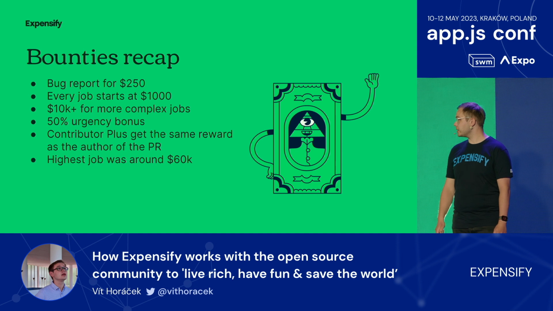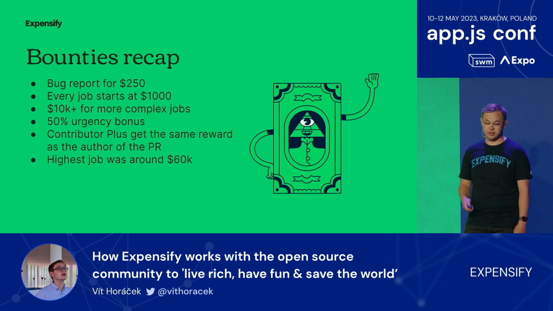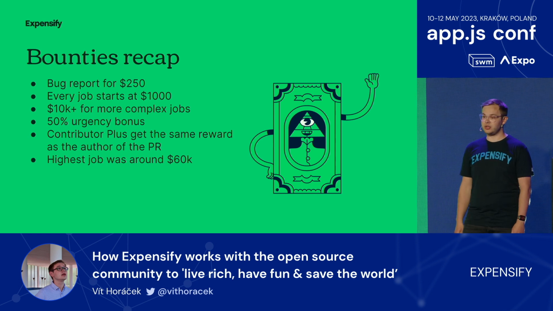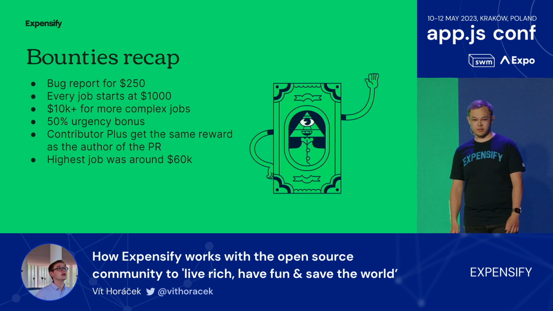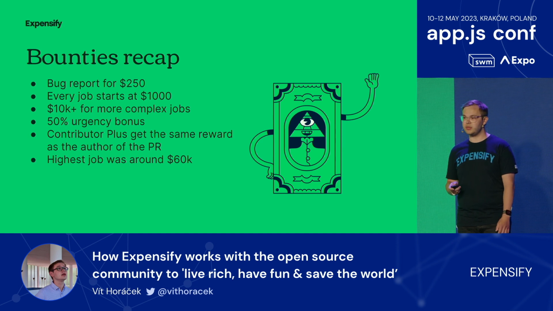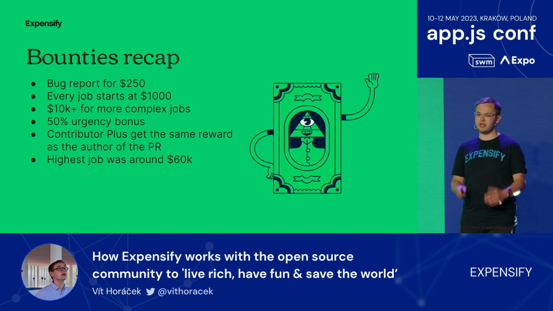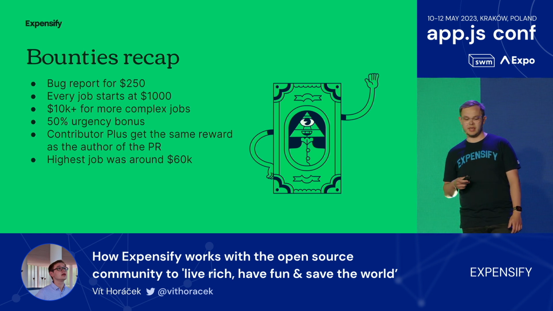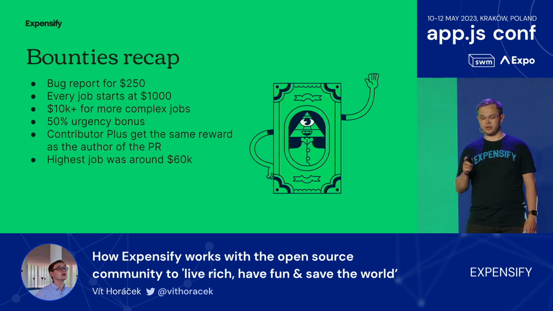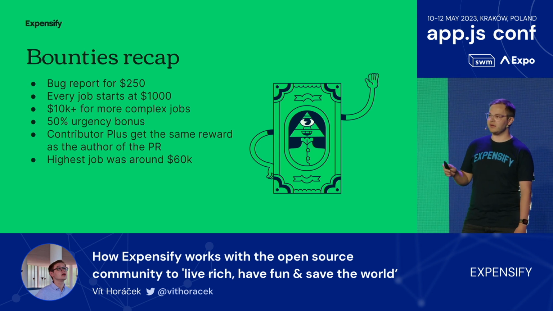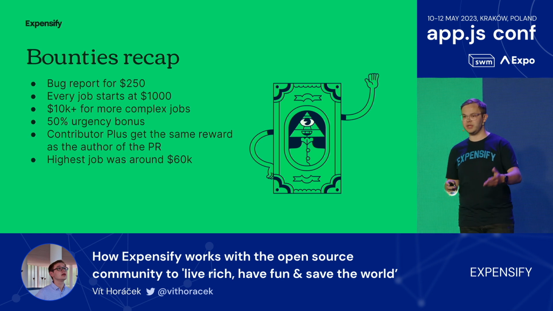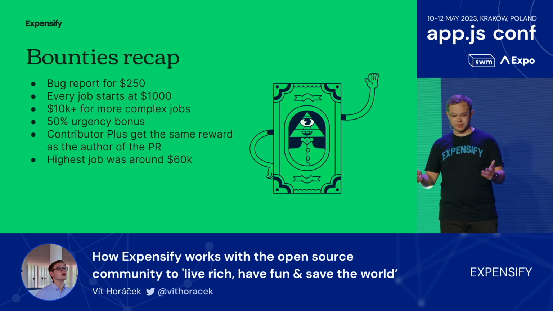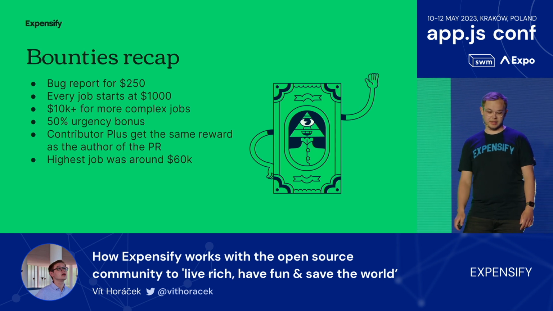To recap on the bounties, the bug reports start at $250. Every bug fix starts at $1,000, but it can grow much larger with the complexity. We have also introduced a 50% urgency bonus, and it has shown that it really helped to drive the discussion faster, and to complete and merge the PRs faster. It's when you merge the PR in less than 2 days from your proposal being accepted. Then you get 50% more of whatever the bounty was.